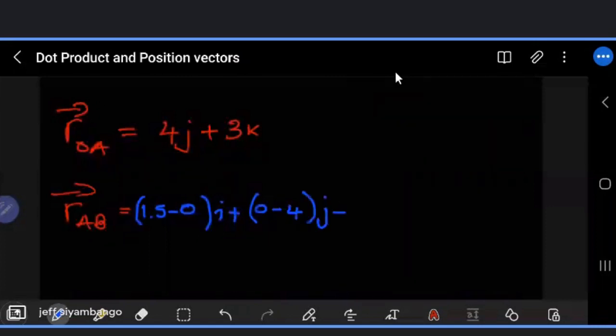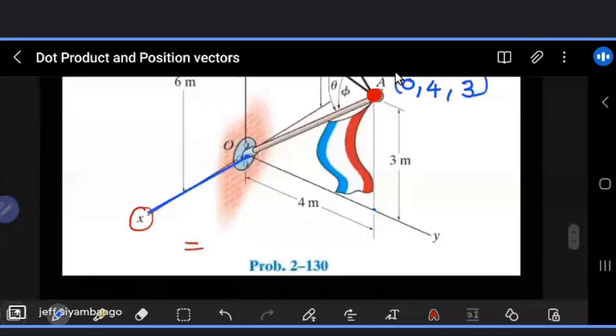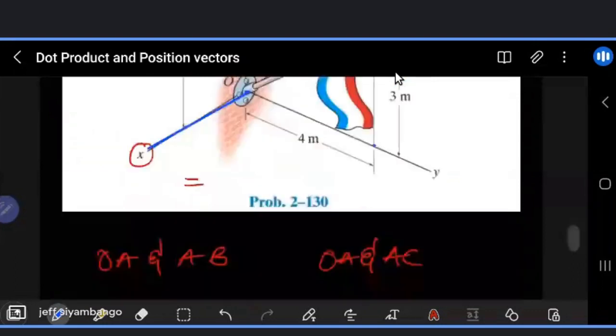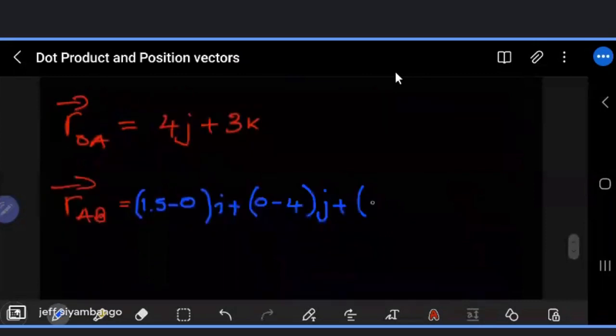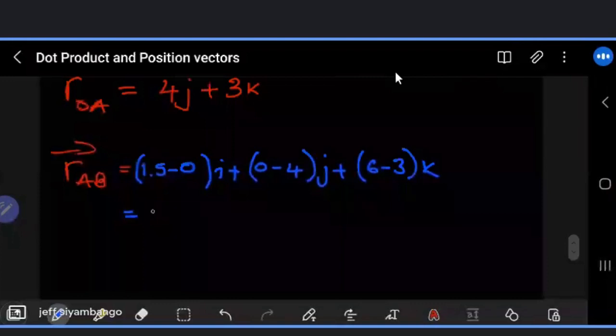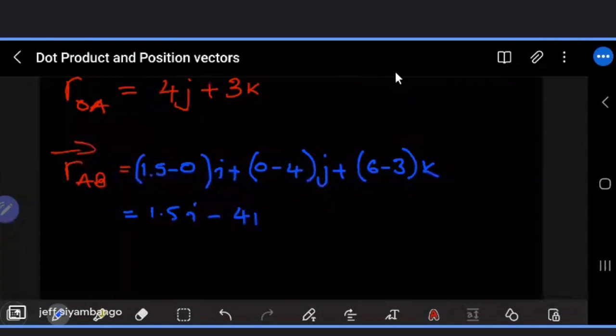Plus, how about in the Z-axis? In the Z-axis, we have to go up. So let's start with the final. The final is 6. The initial is 3. So we have 6 minus 3. Okay, so this is what we have. Just simplify this: 1.5 I minus 4 J, then this becomes plus 3K. This becomes the position vector from A to B.